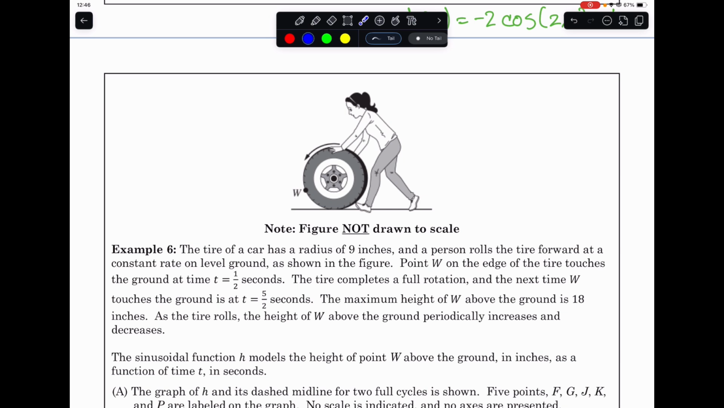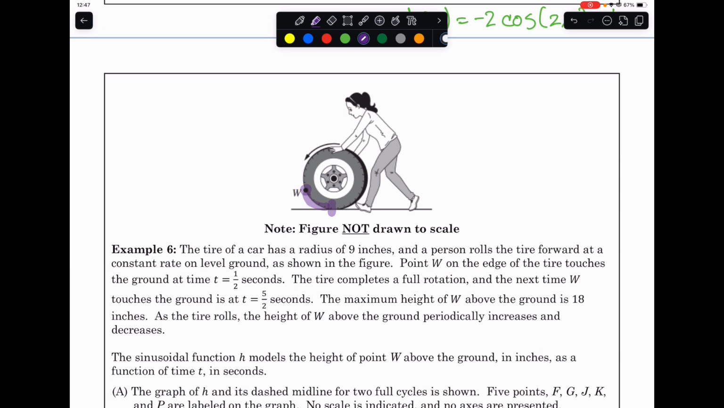Now the tire of a car has a radius of 9 inches and a person rolls the tire forward at a constant rate on ground level as shown in the figure. The point W on the edge of the tire touches the ground at t equals 1/2 seconds. So right now, this point that we're interested in is not on the ground. And from this position till it reaches the ground, the amount of time that happens there is 1/2 second, okay?